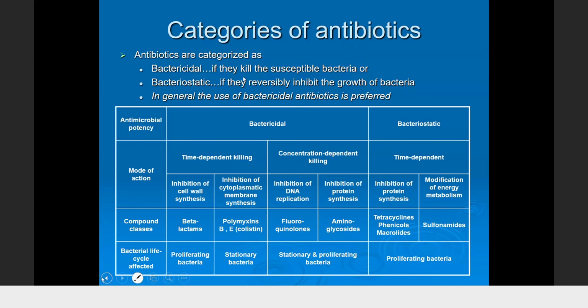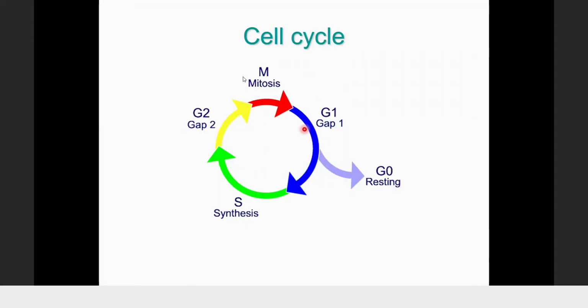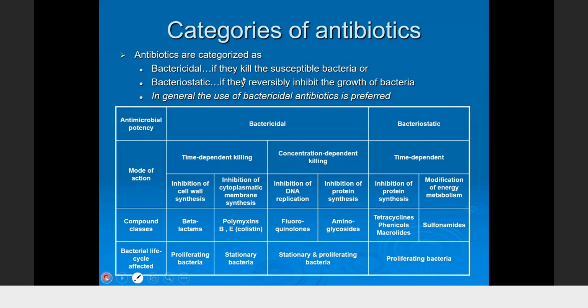So as we know, if you look at the cell cycle, we have growth phase 1, and then the organism can go into the resting phase, G0, followed by synthesis. This is a very important step in the cell cycle, where the DNA is being produced, followed by the second growth phase. G1 and G2 refer to growth phases, followed by cell division or mitosis. So this is the cell cycle, and the cycle that is affected is the proliferating bacteria.